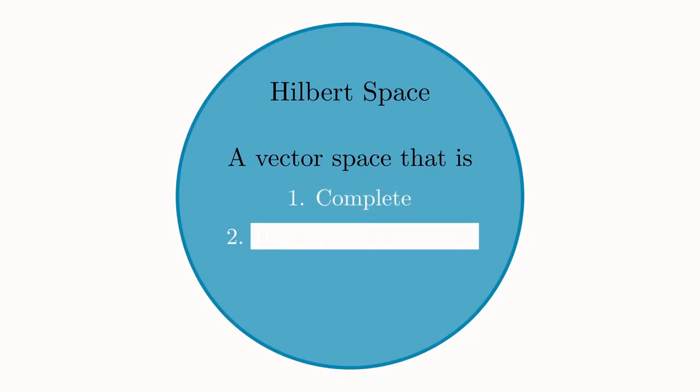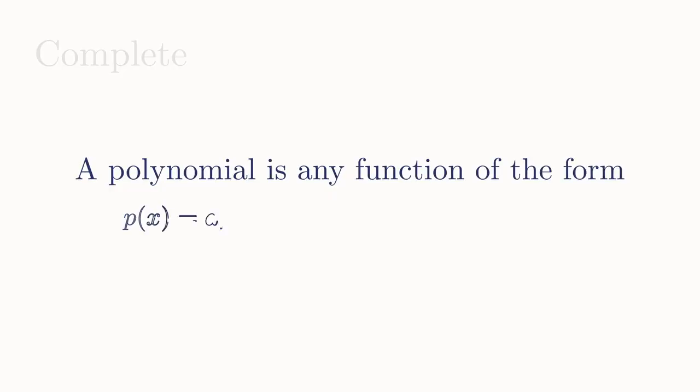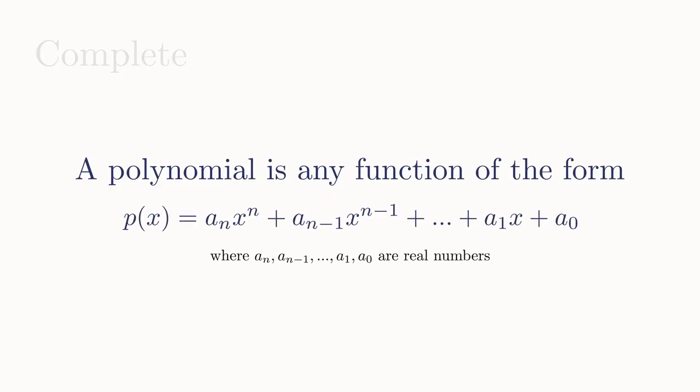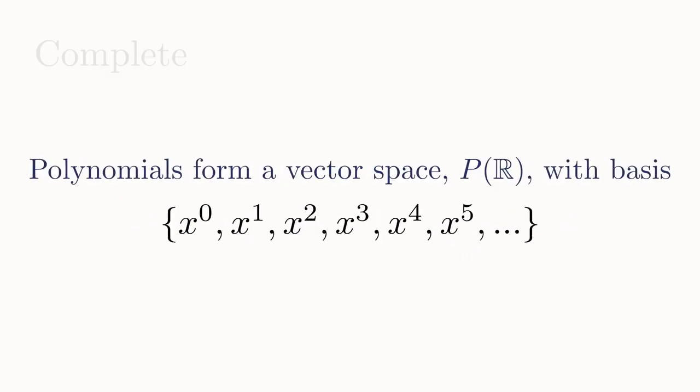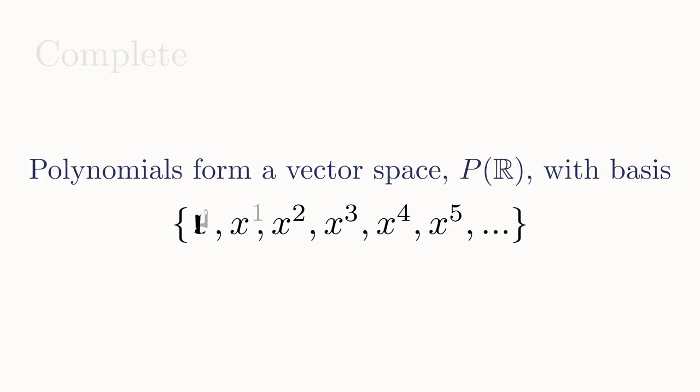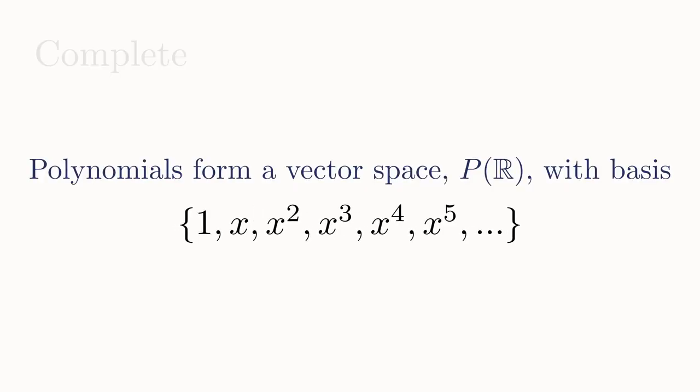In order to understand what this means, I think it's very helpful to consider polynomial functions. That is, any function that can be written in the following way. The space of all functions that can be written like this itself forms a vector space, where a very natural basis to choose is the set of all powers of x.